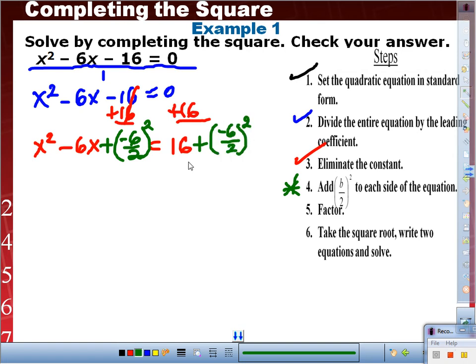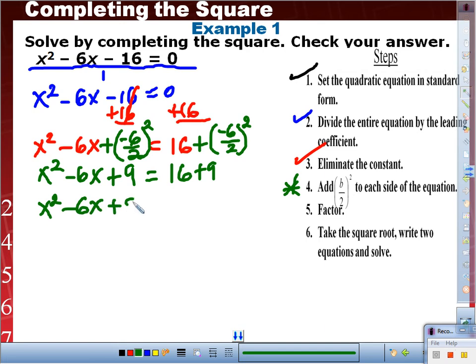Before you copy, pay attention, look up please. Let me simplify. x squared minus 6x. What is negative 6 divided by 2? Negative 3. What is negative 3 squared? 9. So I bring this down, 16 plus 9. Can I simplify here anymore? No. How about this side? Yes. So I'm going to simplify one more time. x squared minus 6x plus 9 equals 25. We just finished step 4, which is completing the square. Copy that, please.